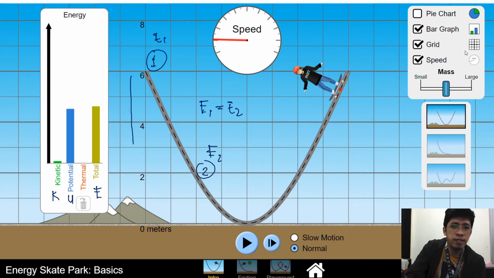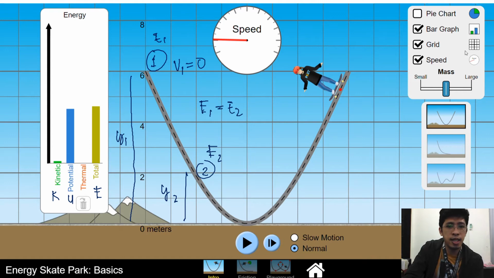So here you have some initial height y1, and then here you have your height y2 at point 2. But at point 1, your velocity v1 is 0. As you have seen, as it moves downwards, you now have some velocity v2 at point 2. So here, at the highest point, your potential energy is at maximum, while your kinetic energy is 0 because it does not have any speed at point 1.